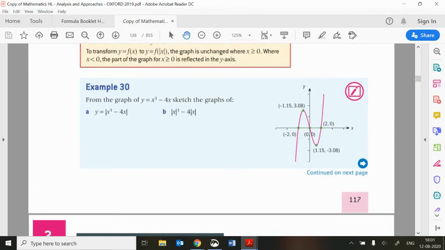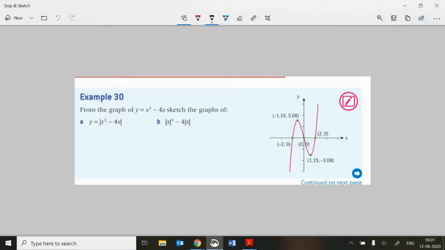So there's only one question on this. Let's just take this one. That's why we're going to do the next exercise as well here. So example 30, from the graph y equals x cubed minus 4x, sketch these graphs. So we can see there's the original graph. By giving you that, we're saying sketch this one and sketch this one here. So of course this is really f of x with the modulus brackets around it, and this is really f of modulus of x. So for the first one, let's choose green for this one.